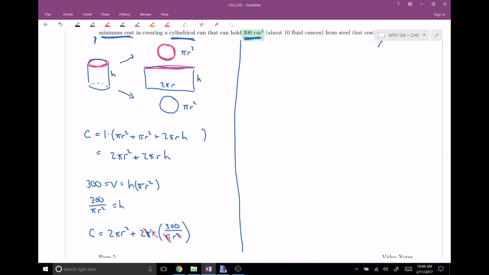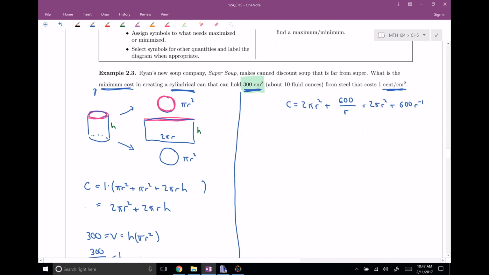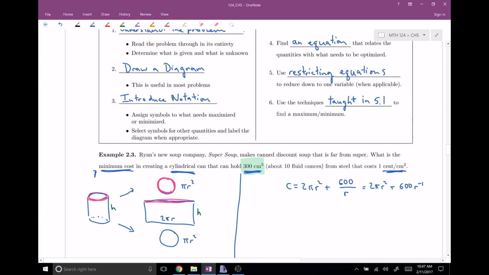I guess I need to move into my next column here. That cost is equal to 2 pi r squared plus, let's see, 2 times 300, that's going to be 600, divided by r. And remember, in order to get ready to take the derivative of this thing, I'm going to write this as 2 pi r squared plus 600 r to the negative first, right? When you divide by something, it's the same thing as multiplying by it to the negative first. Okay, so we are now done with step 5. We've used restricting equations. We have it just in one variable.